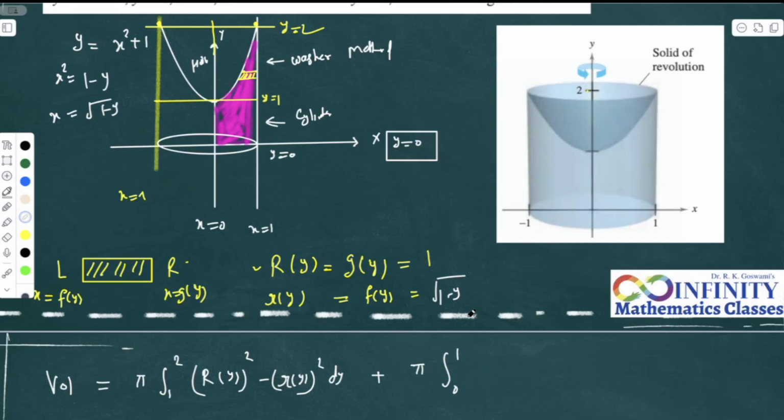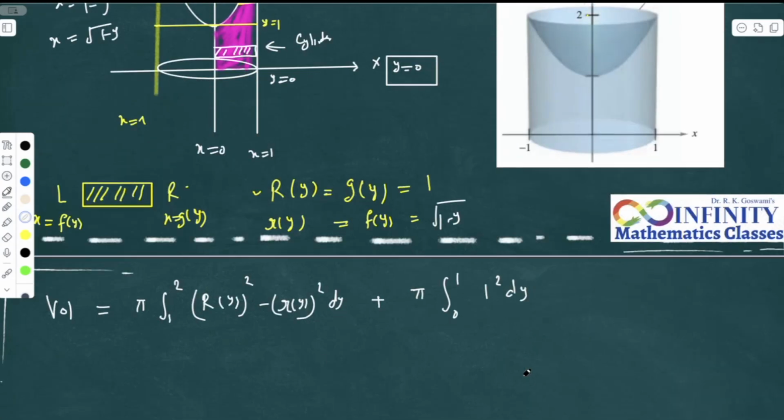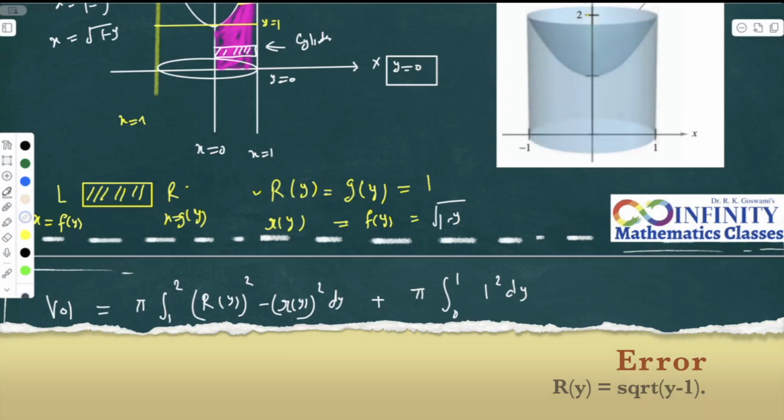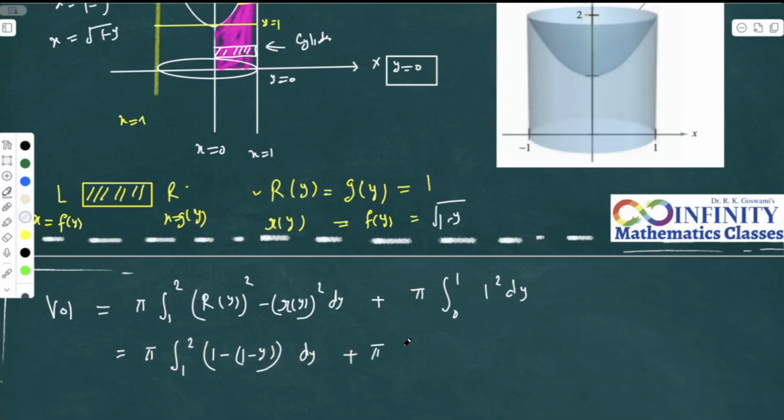What is our radius there? The radius, if you take a horizontal strip again, only the right part is there. What is the right part? It is going to be 1. This will give you the right hand side. Simplify. I will get pi times the integral from 1 to 2 of (1 minus (1 minus y)), let me just put in the bracket, dy. The other part is the integral from 0 to 1 of 1 dy.